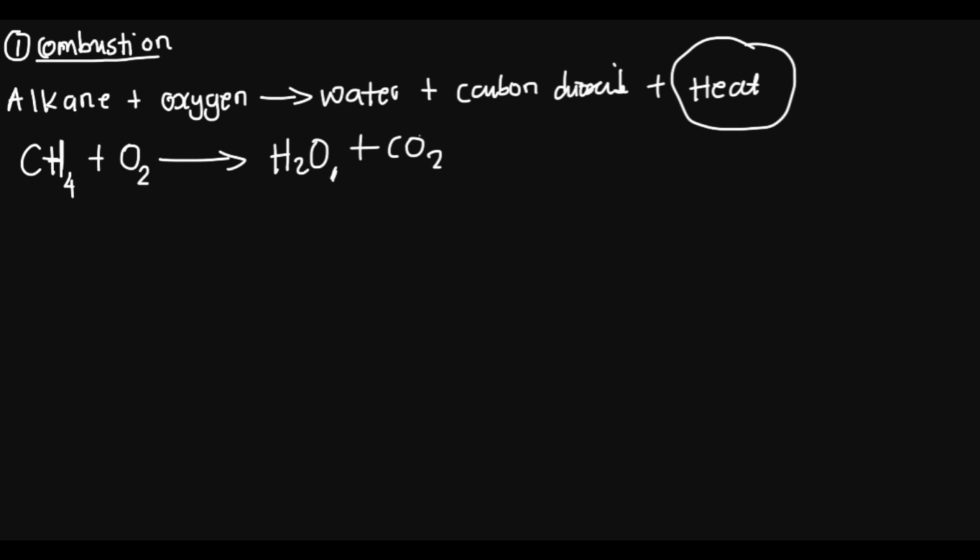So this reaction is not balanced because here we have 4 atoms of hydrogen, then on the product side we only have 2 atoms of hydrogen. So how do we balance?